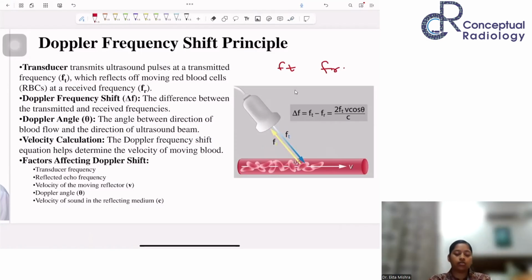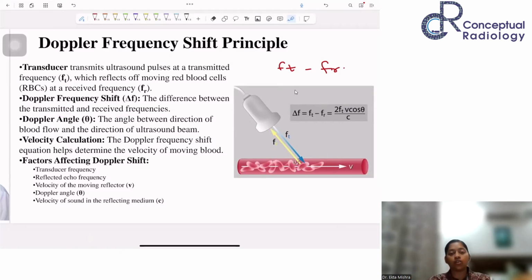Okay. So if you take the difference of this, it is known as the Doppler frequency shift. So Doppler frequency shift is the difference between the transmitted and the received frequency.